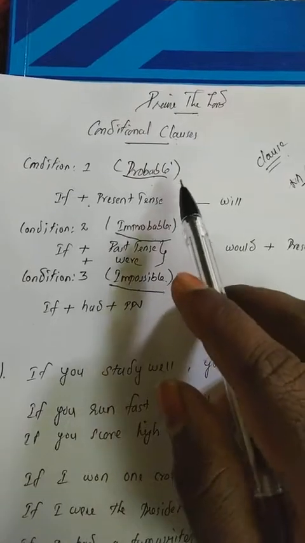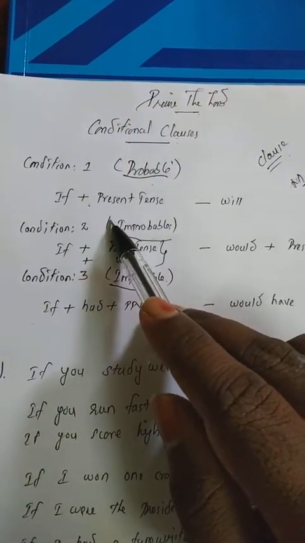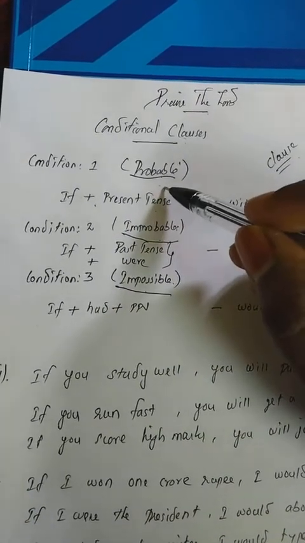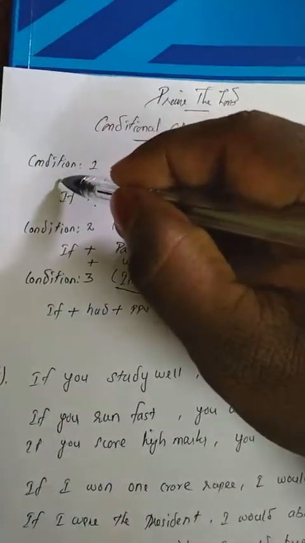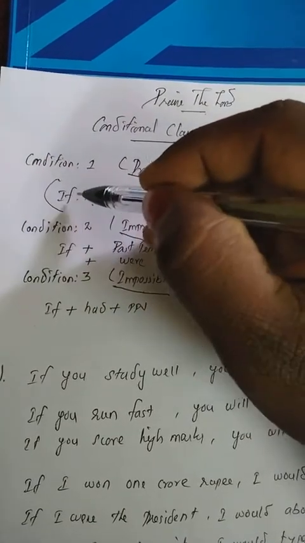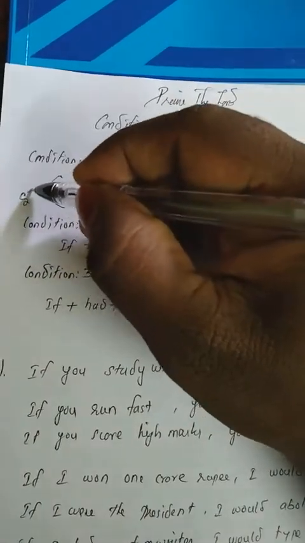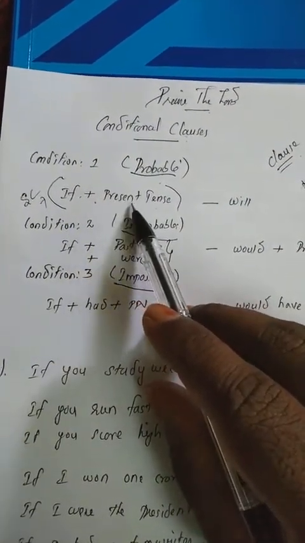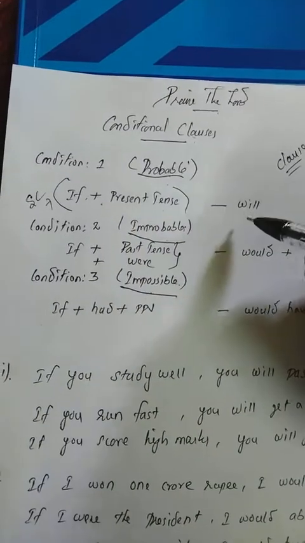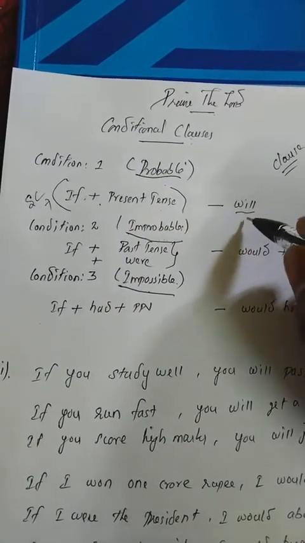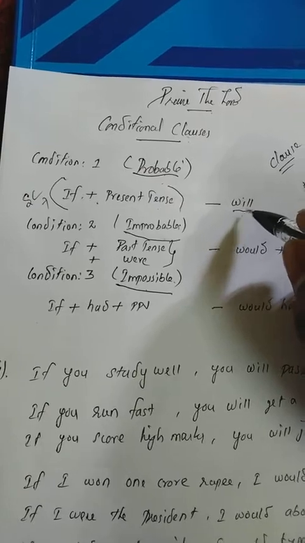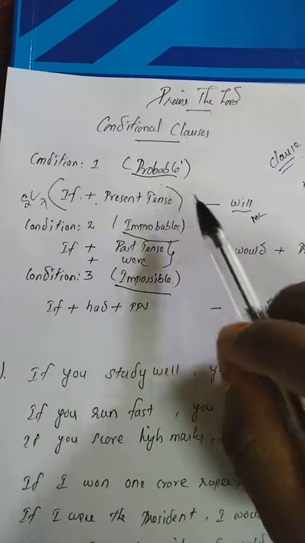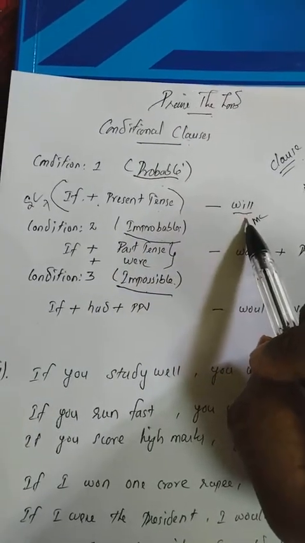The probable condition, as I told you already, begins with if and the present tense, right? So this is a breakdown. If a sentence begins with if, that is said to be the subordinate clause. In the subordinate clause, if you come across the verb in the present tense, then definitely you will come across a modal or be-form verb in the main clause. So if plus present tense means you will come across the word will in the main clause.